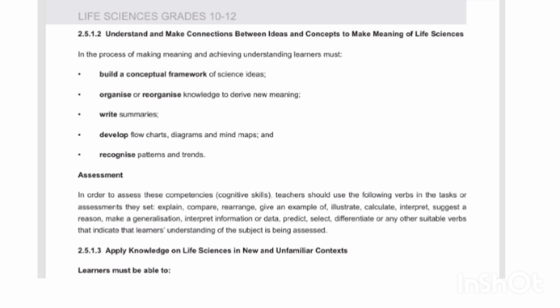This is a page in the CAPS document of life sciences, which outlines how to understand and make connections between ideas and concepts to make meaning of life sciences.